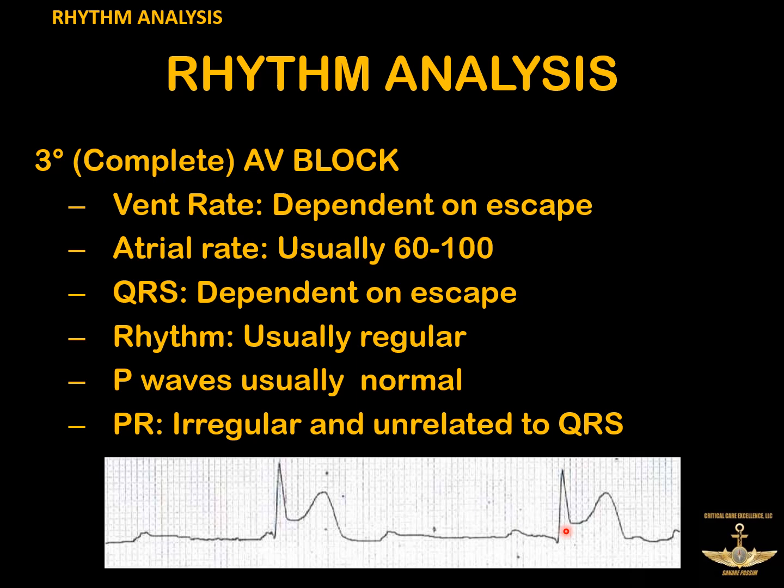The atrial rate is usually normal, 60 to 100, whatever the sinus rate would be. The width of the QRS depends on where that escape rhythm comes from. If it's a ventricular escape rhythm, then it's going to be nice and wide. This is actually a junctional escape rhythm, so it's a little more narrow. The rhythm is usually regular, P wave to P wave and QRS to QRS, and there's really not a PR interval by technical definition, because those two things aren't put together.